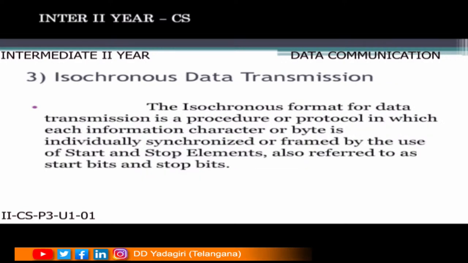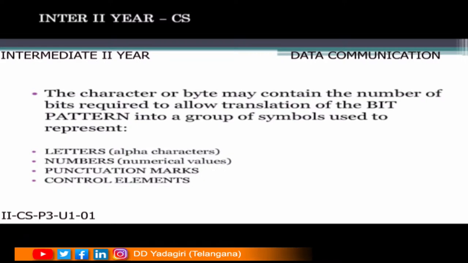Third is isochronous data transmission. The isochronous format for data transmission is a procedure or protocol in which each information character or byte is individually synchronized or framed by the use of start and stop elements, also referred to as start bits and stop bits. The characters or byte may contain the number of bits required to allow translation of the bit pattern into a group of symbols used to represent letters, that is alpha characters, numbers, numerical values, punctuation marks, control elements.